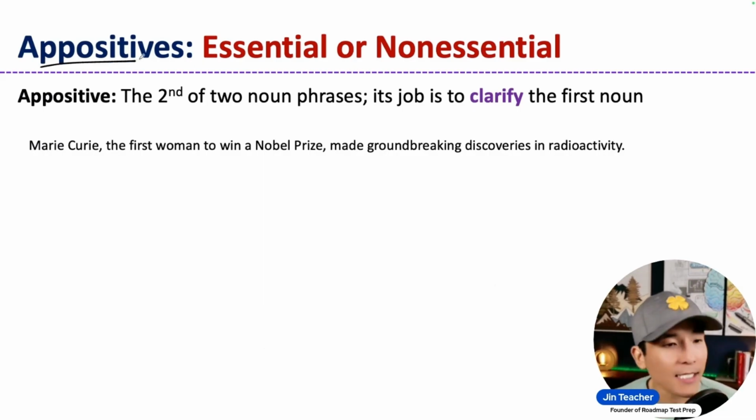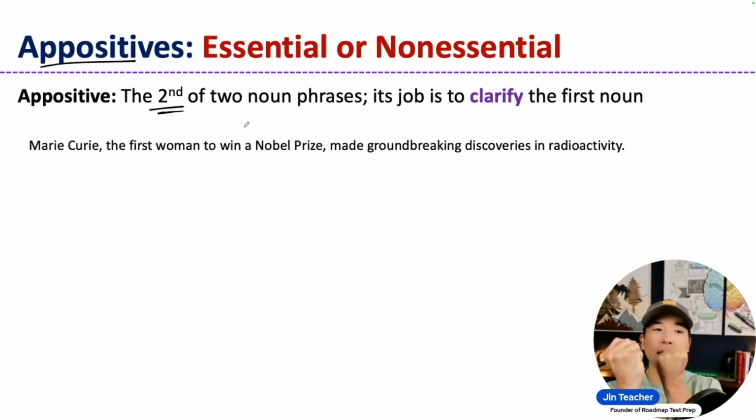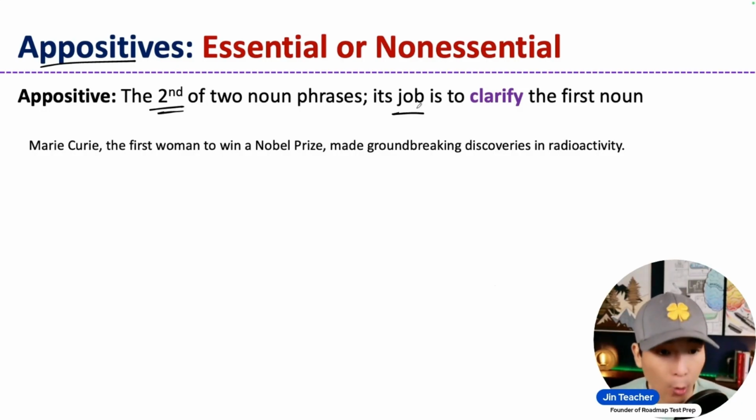So guys, an appositive is basically the second of two noun phrases. When you have two noun phrases back to back, the appositive is the second one. Now, the function of the appositive is to clarify or explain that first noun. The appositive gives us more details or description about that first noun.